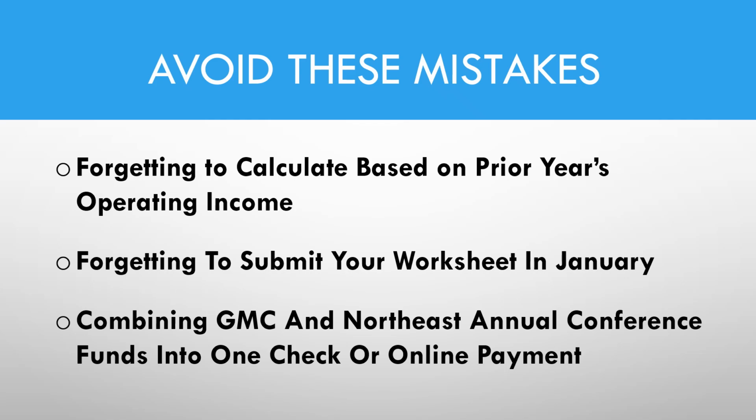Second, submitting your worksheet each January is important for the Northeast Annual Conference, as we use the information to contact your finance person throughout the year, track your giving, and forecast the revenue for the conference. And finally, when you send in the payment, always make clear whether it's for the GMC General Church or for the Northeast Annual Conference. That one small step saves a lot of back and forth.